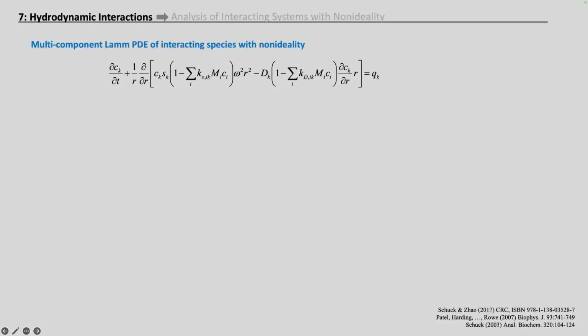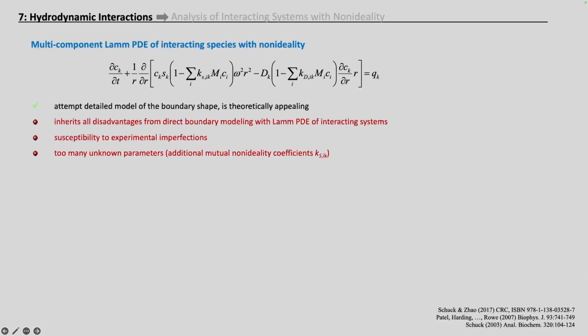So how can we analyze interacting systems in the presence of non-ideality? As we have seen above, one theoretically appealing approach is to directly fit the data with systems of Lamm equations. However, non-ideal systems inherit all the disadvantages we've discussed before, chiefly the susceptibility to experimental imperfections and the dependence on parameters that might be ill-defined. For non-ideal systems, this is exacerbated due to the additional dependence on the non-ideality coefficients Ks, which strictly should be mutual interaction coefficients. I believe reliable analysis with this approach will be possible only in exceptional circumstances.